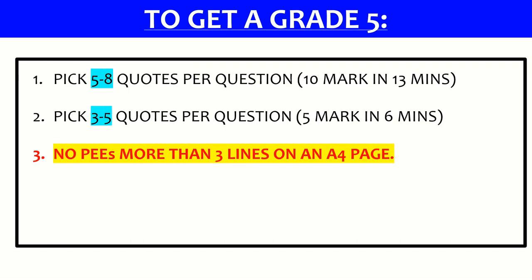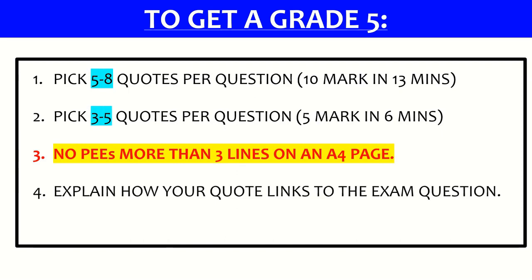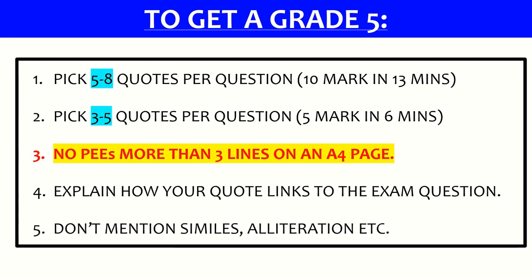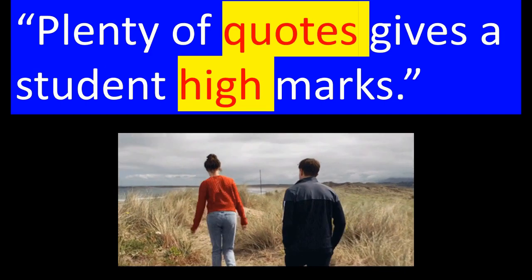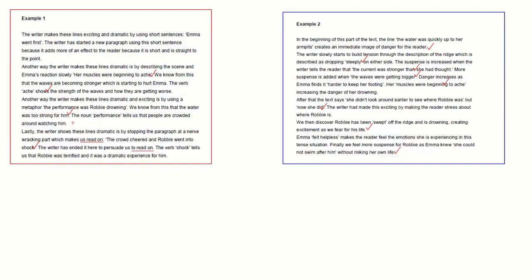No PEs or explanations more than 3 lines on an A4 page. Explain how your quote links to the exam question, and you don't need to feature spot. So you don't need to talk about similes, alliteration, unless you're really making a good point of the effect on the reader. You won't get any marks for just doing a normal explanation and then also saying to the examiner, by the way, I know it's a simile. So like I said, plenty of quotes gives a student high marks.